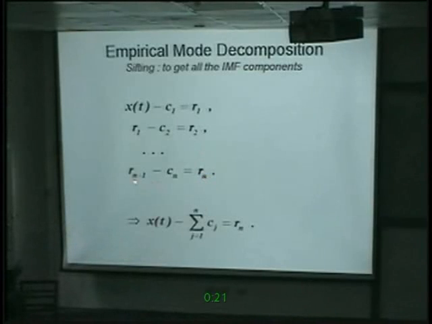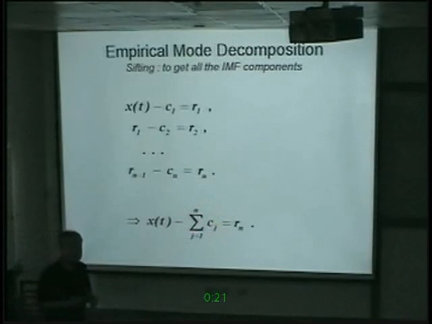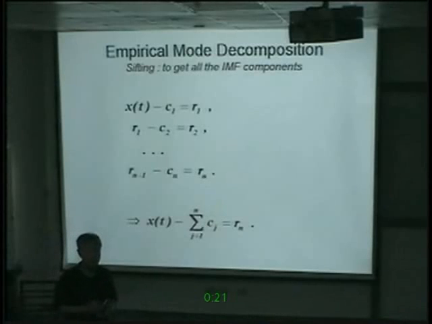Once you achieve that, I sum this all up. What we get is that this R here and this R here cancel. This R here will be another R cancel. All the residuals cancel. So on the left side, we have x minus summation Cj equals only one left, Rn, the last residual. Each of these Cj is an intrinsic mode function. So in this way, I successfully reduce my data to a sum of Cj, a sum of intrinsic mode functions.